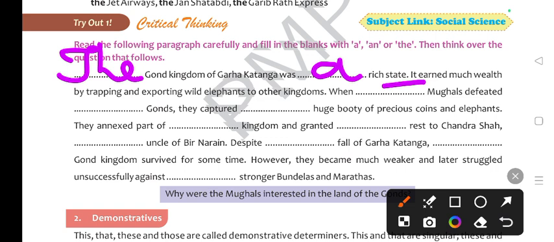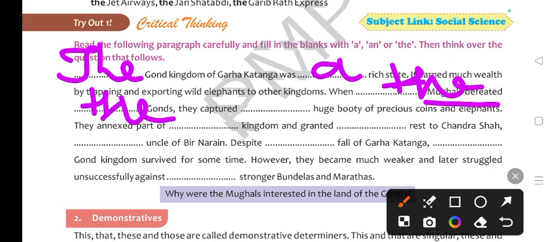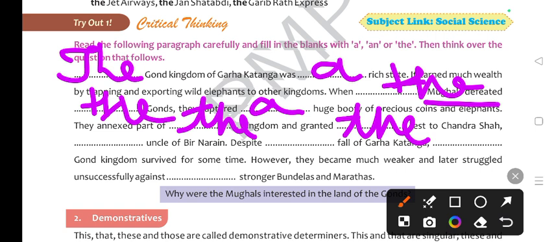It earned much wealth by trapping and exporting wild elephants to other kingdoms. Here again we are talking about a kingdom, so we will put the here. The Mughals defeated the Gonds. They captured a huge booty of precious coins and elephants. They annexed part of the kingdom and granted the rest to Chandra Shah, an uncle of Bir Narayan.